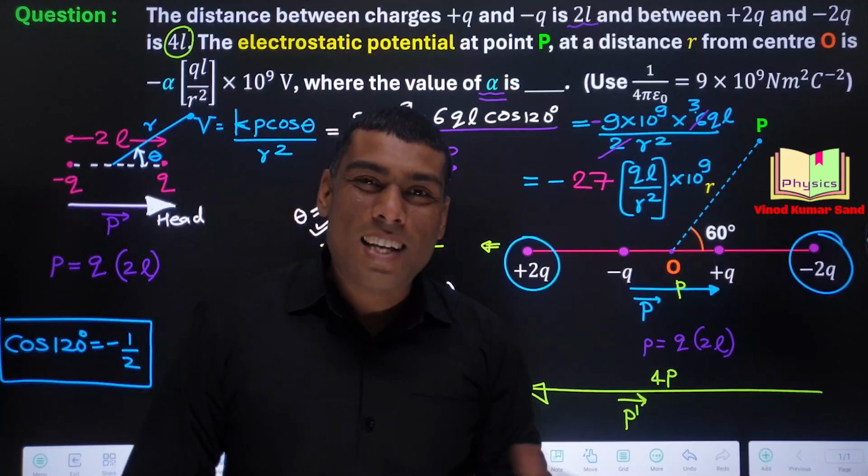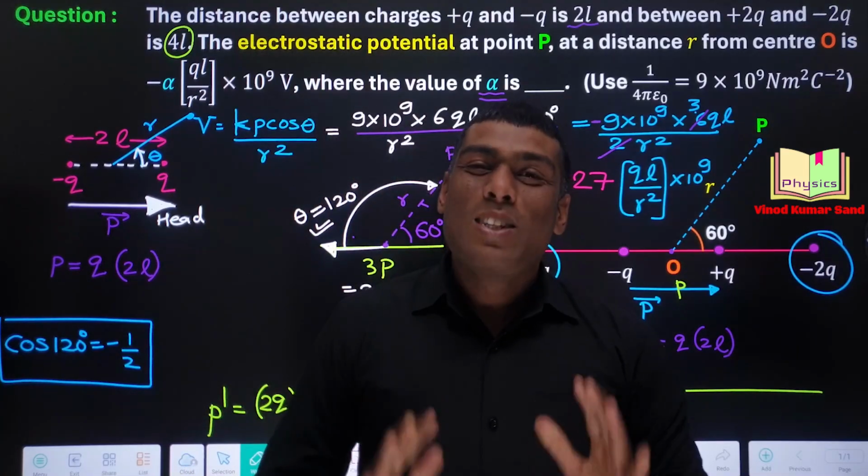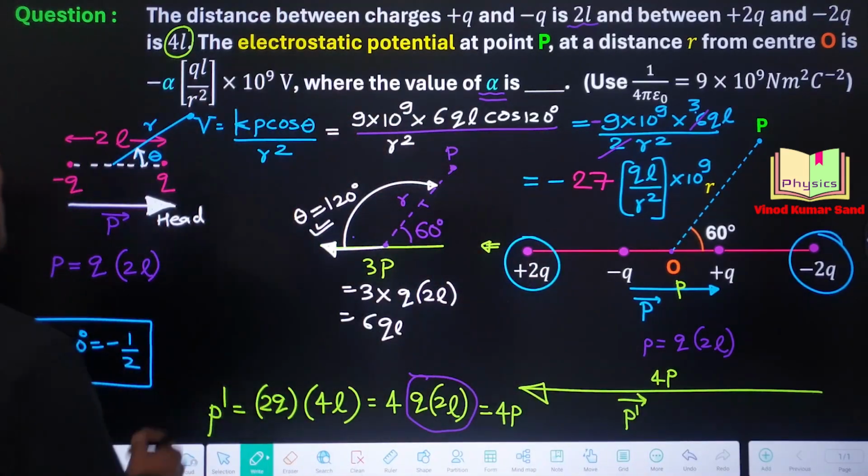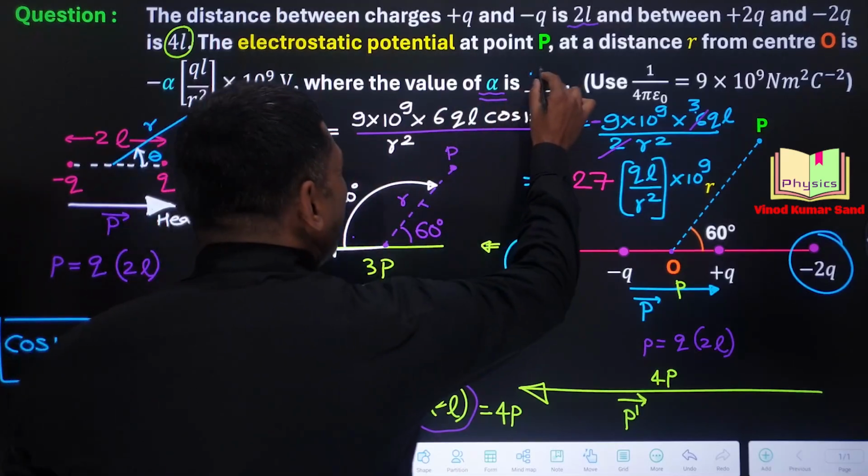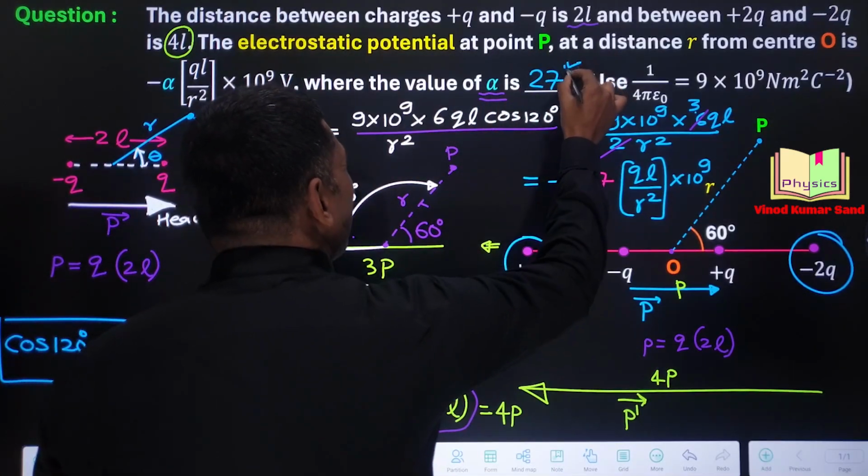The question was asking us the value of alpha. So the alpha comes out to be 27. That should be our answer.